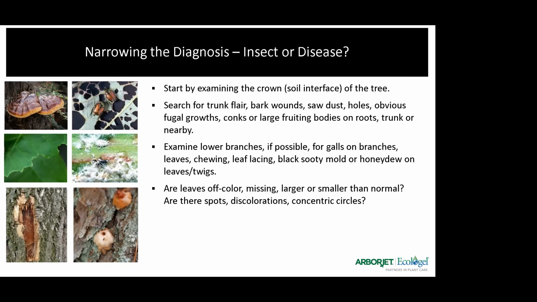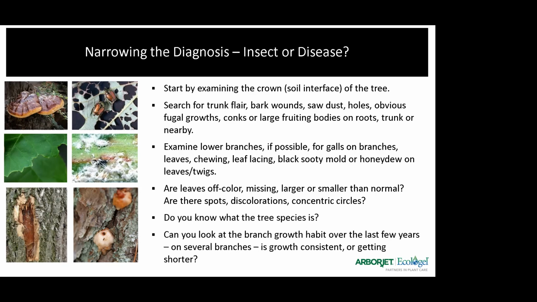Then we go to the lower branches. Are there galls on the branches? Are there leaves that are being chewed or laced? Or is there any sooty mold growing or honeydew on the leaves? Are the leaves off color? Are they missing? Are they larger or smaller than they should be? Spots, discolorations, concentric circles. So you strategically and systematically go through looking at each part of the plant that you can see. Do you know what the tree species is?